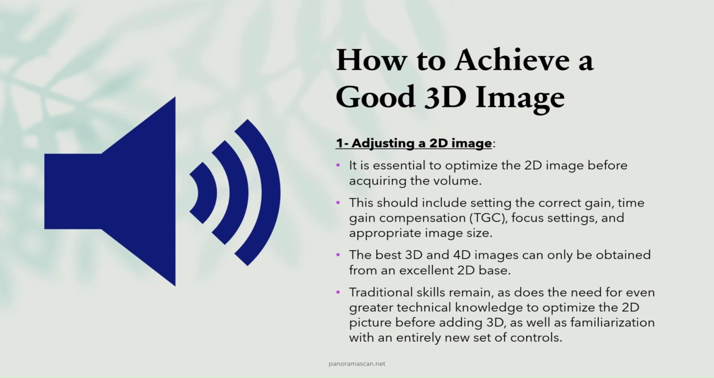In conclusion, the process of achieving a high-quality 3D image starts with optimizing the 2D image by adjusting key parameters such as gain, TGC, focus, and image size. Once the 2D image is optimized, mastering the 3D controls is essential for acquiring accurate volume data and producing detailed, realistic 3D images. By combining traditional 2D optimization skills with new 3D-specific controls, sonographers can produce the best possible 3D and 4D images, providing enhanced diagnostic capabilities and a clearer understanding of the anatomical structures being examined.